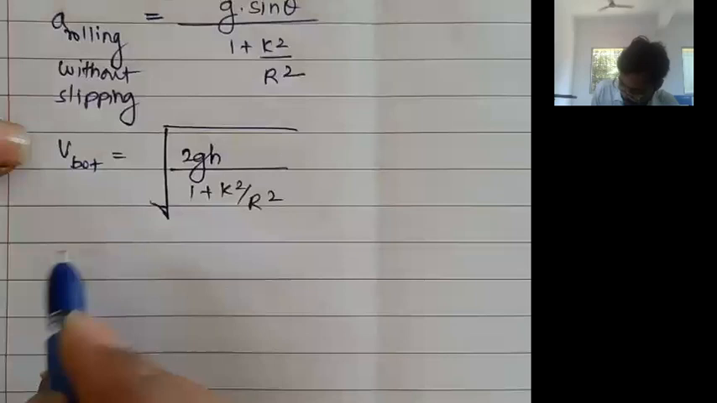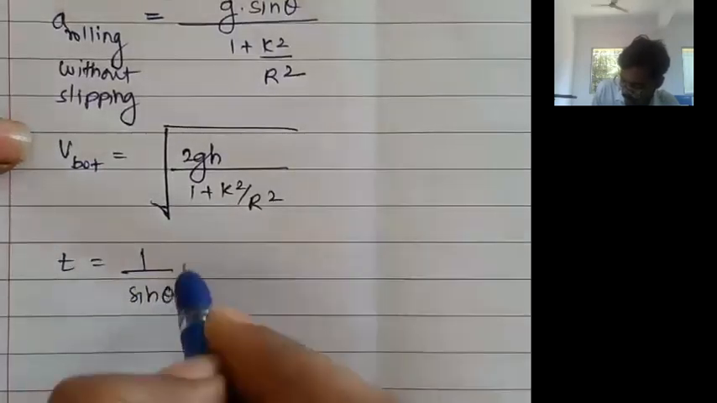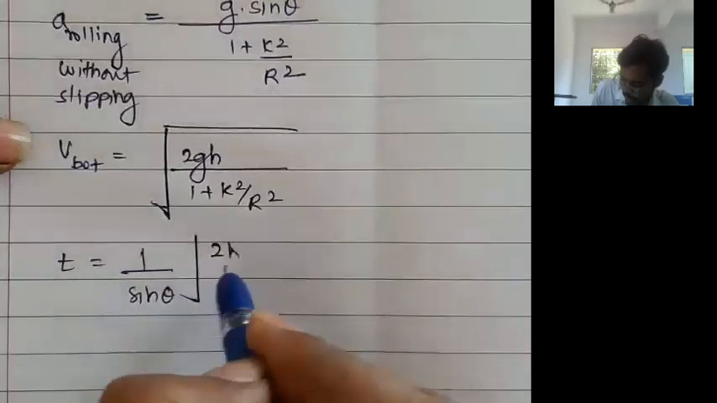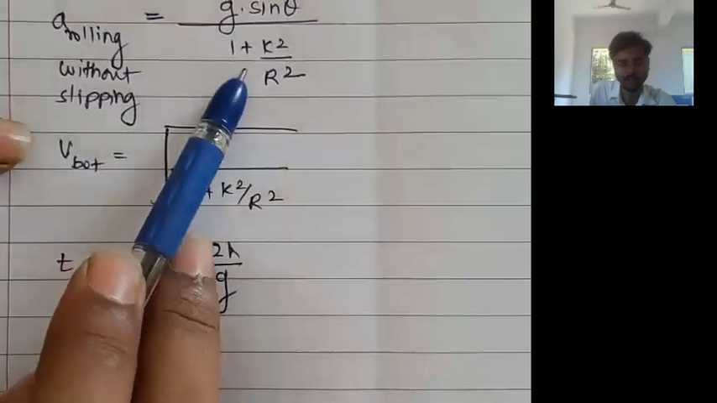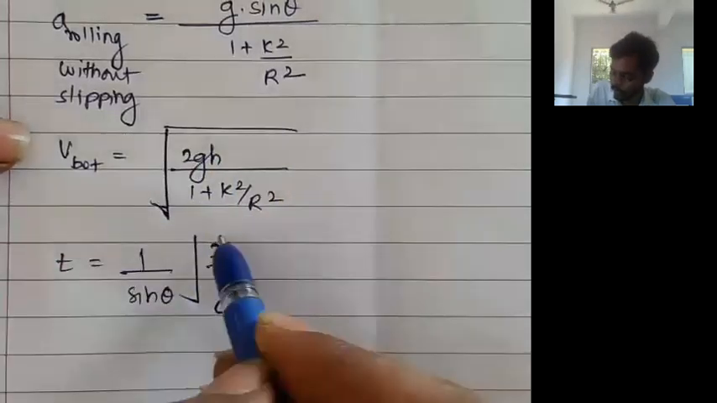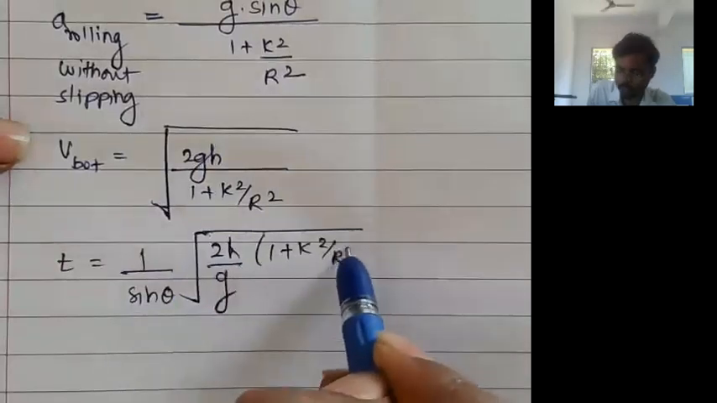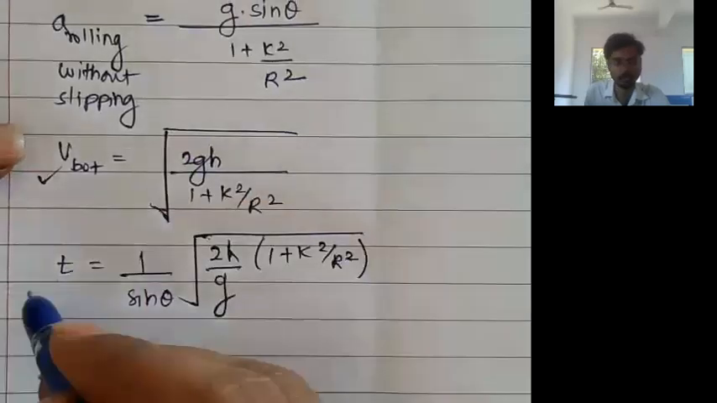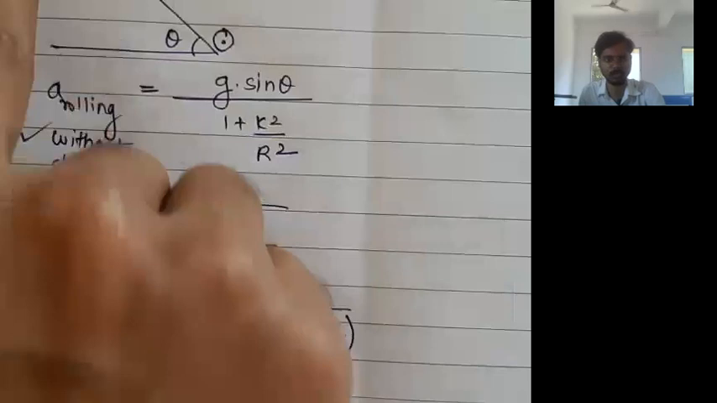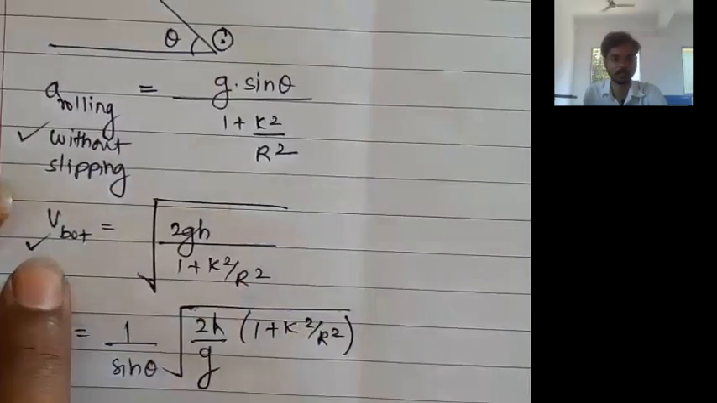Then the time required to reach the bottom is 1 upon sin theta under root 2h upon g. Here the factor 1 plus k square upon r square is in the denominator; in the velocity formula also it is in the denominator, but in the formula of time it is in the numerator, and it is in the square root also. These are the three formulae: velocity at the bottom, time required to reach the bottom, and acceleration along the incline, that is, acceleration without slipping.